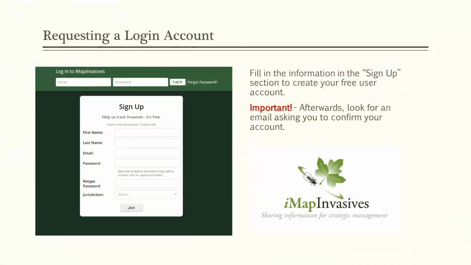So once you are signing up for an account, this will be the screen that you're looking at. So you just want to fill in that information. And then once you submit your request for an account, you should receive a separate email afterwards asking you to confirm your account. You want to make sure that you receive that email, because if you don't, it means that your account isn't active. So just keep that in mind. If you don't receive that email, just let me know. We'll get things straightened out.